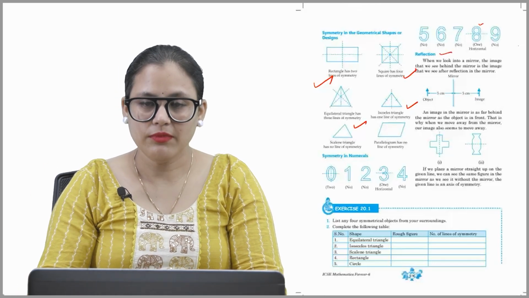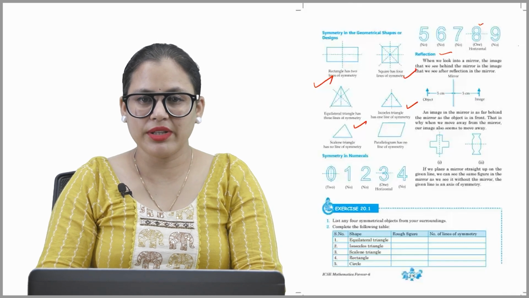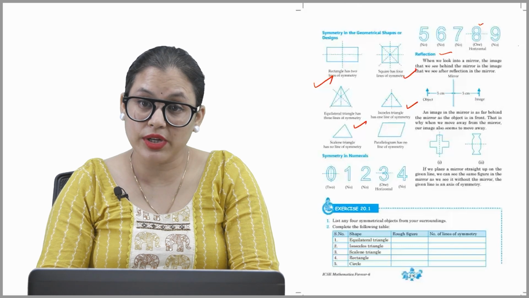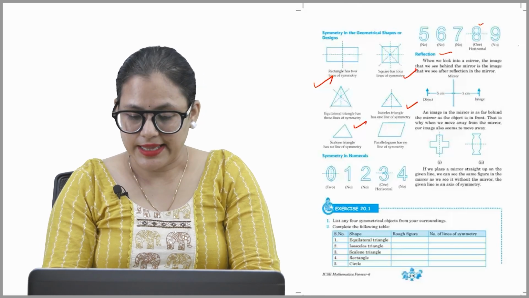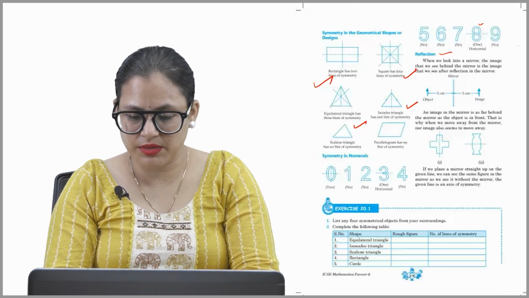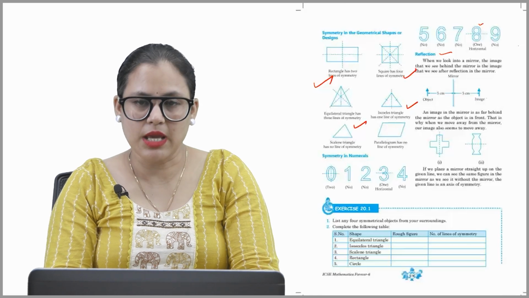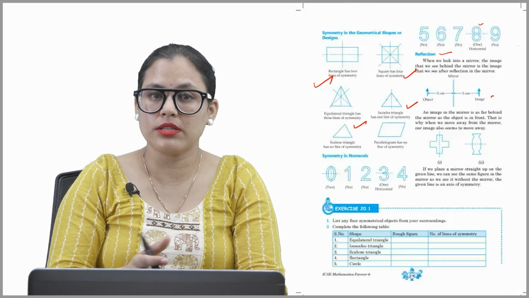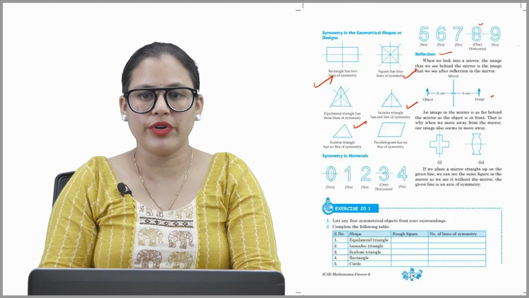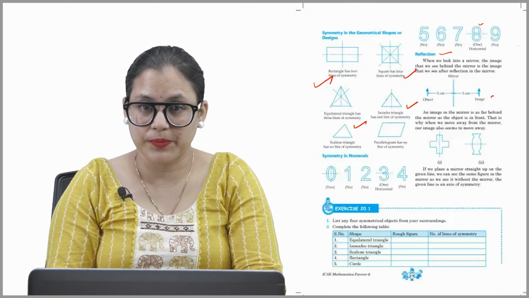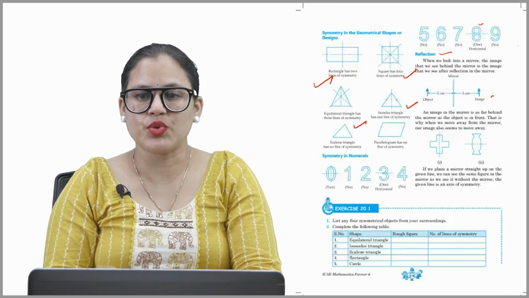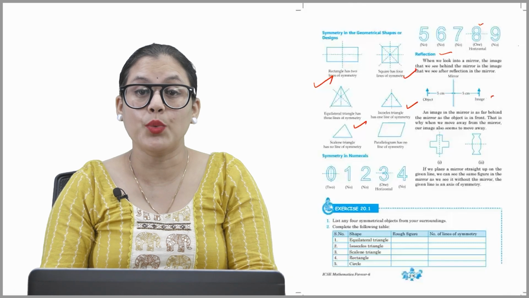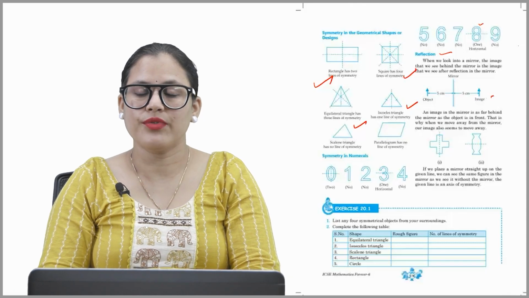Reflection. When we look into a mirror, what we see behind the mirror is the image that we see after reflection in the mirror. See, this is the object which is 5 centimeters apart from the mirror, and this is the image. An image in the mirror is as far behind the mirror as the object is in front. That is why when we move away from the mirror, our image also seems to move away. And if we place a mirror straight upon the given line, we can see the same figure in the mirror as we see it without the mirror, and the given line is an axis of symmetry.